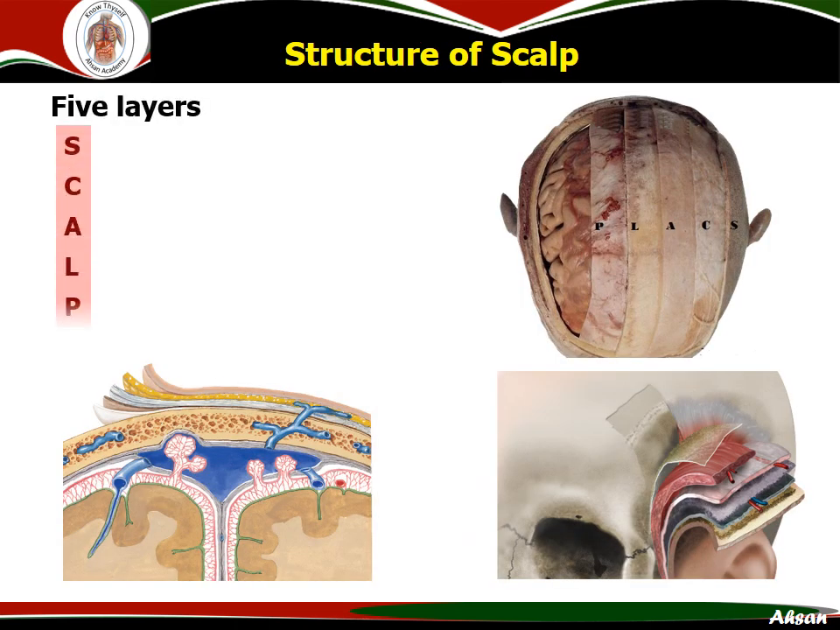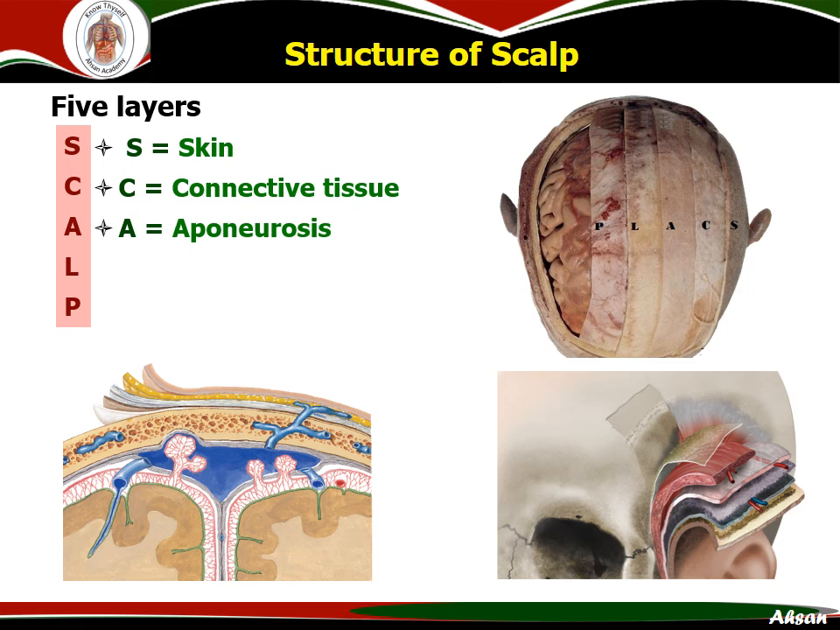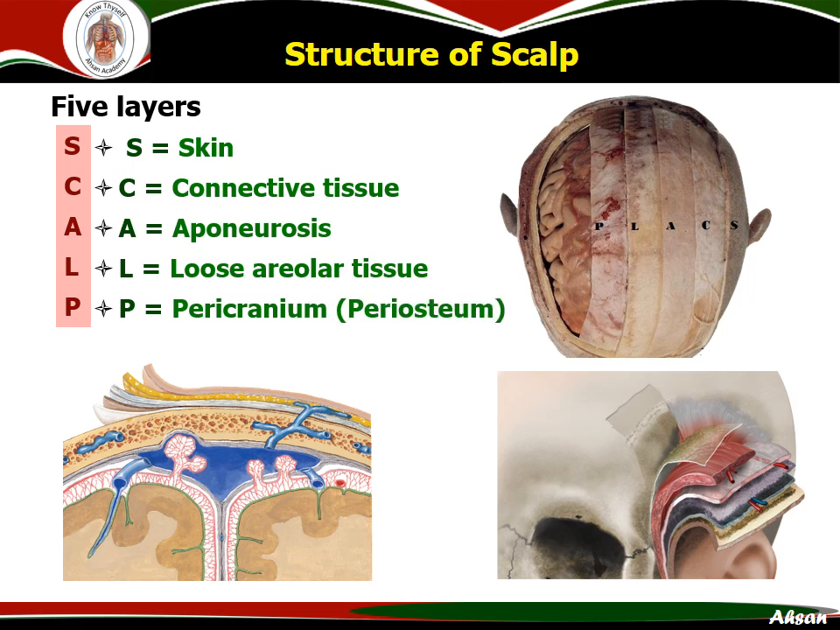The scalp has 5 layers. These are the skin, connective tissue, aponeurosis of the muscle, loose connective tissue, and finally the deepest layer is the pericranium, which is the outer periosteum of the skull. I am mentioning these layers because I want to express the clinical significance of the venous drainage of this region.